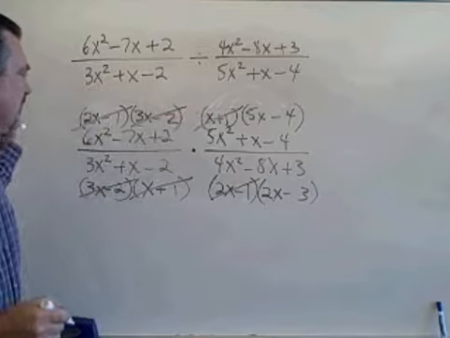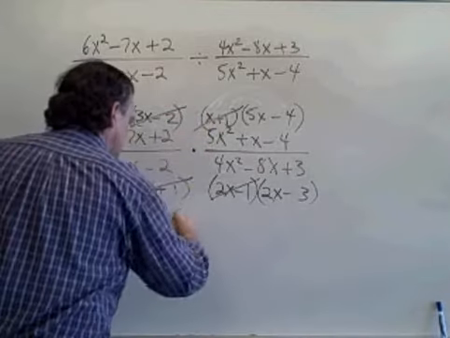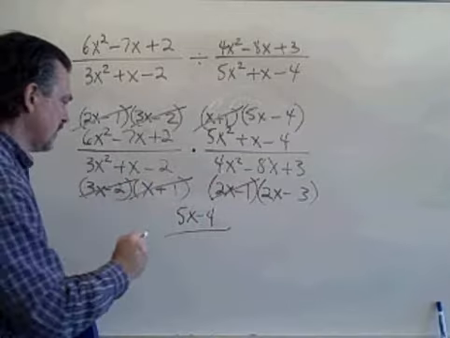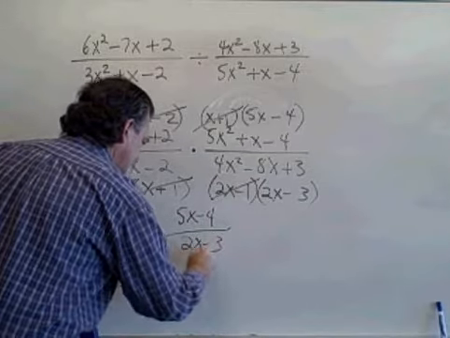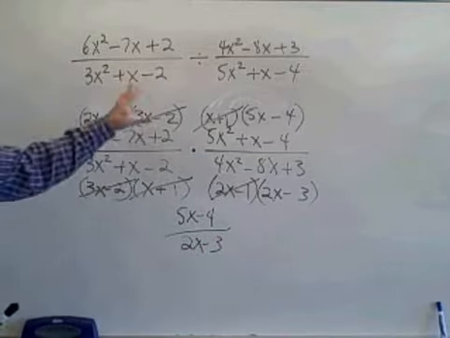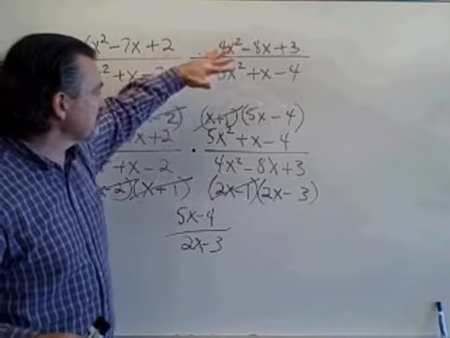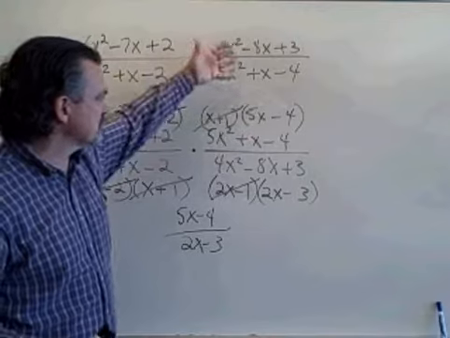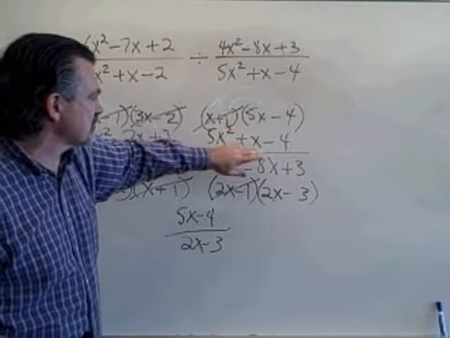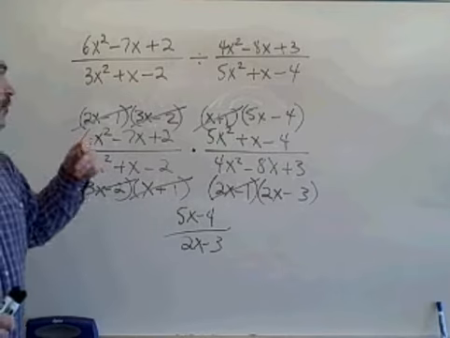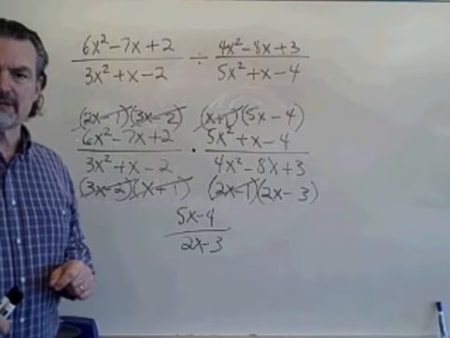What's left other than the factors of 1? The factor of 5x minus 4 over 2x minus 3. And we have found that quotient. We found the quotient by first taking the reciprocal of the second fraction, taking the reciprocal of the divisor fraction, and multiplying it times the first fraction. There's our quotient for those two rational expressions.